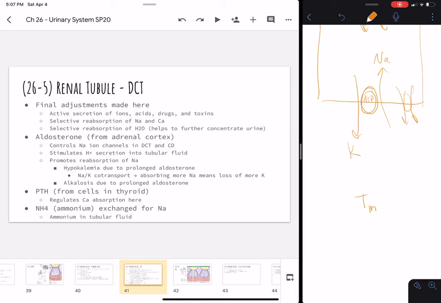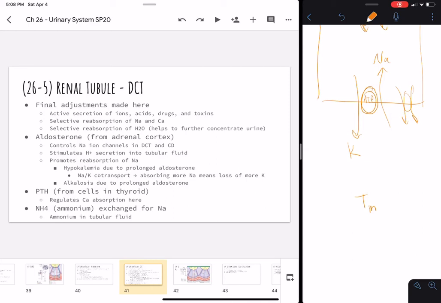We talked about how aldosterone and other hormones affect the distal convoluted tubule. Aldosterone specifically is pumping in hydrogen protons, which actively promotes reabsorbing sodium ions. And when we're reabsorbing the sodium ions, that means we're exchanging them for potassium ions. And so we're losing potassium ions. They're coming out of the blood and going into the tubular space, going into the urine.